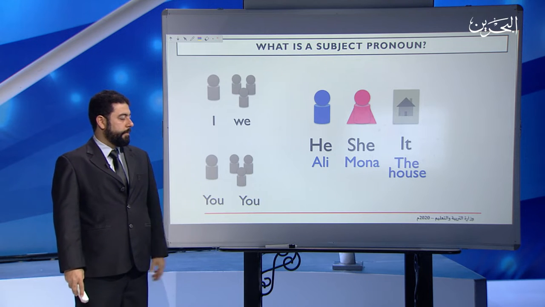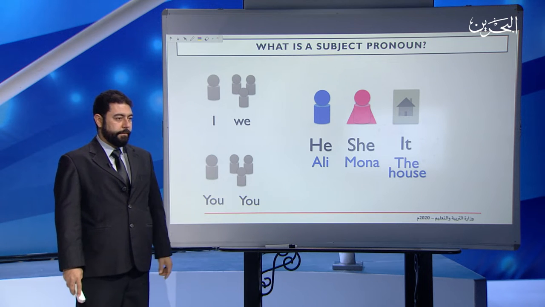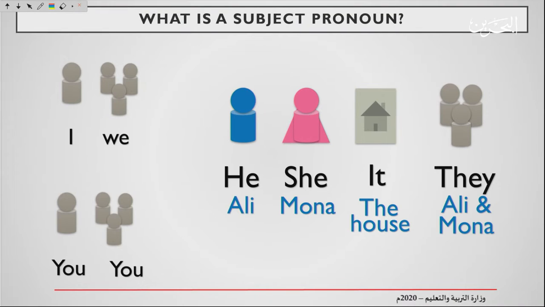We have we, which is plural, and also you. We have two kinds of you, one that is singular and one that is plural, just like I. I is singular and we plural. There is a plural for he, she, it, and it is they. You can substitute that with something else, like Ali and Mona.